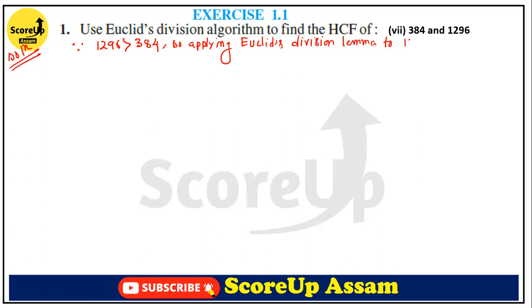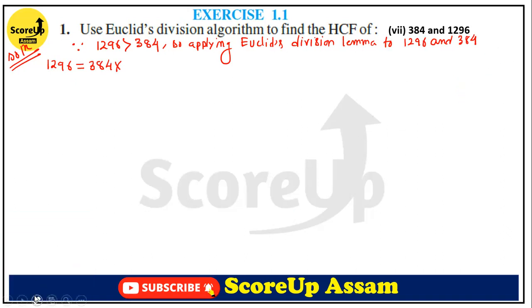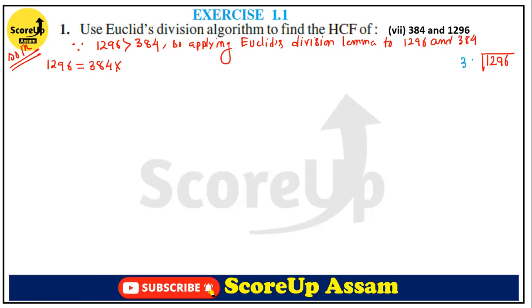To 1296 and 384. Now how can we apply? So let's write 1296 is equal to 384 into what? So how to find into what? Let's divide this 1296 with 384. So this is just for doing graph. Okay, you should write in the side like this.